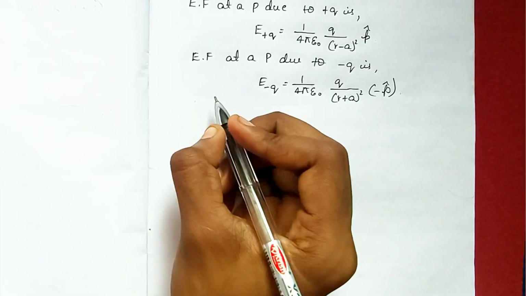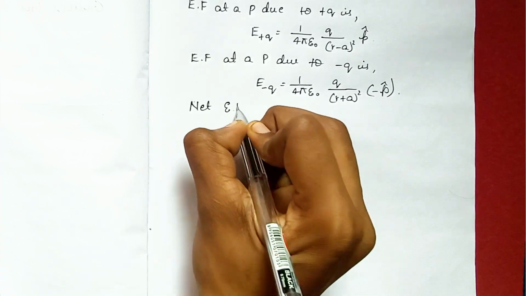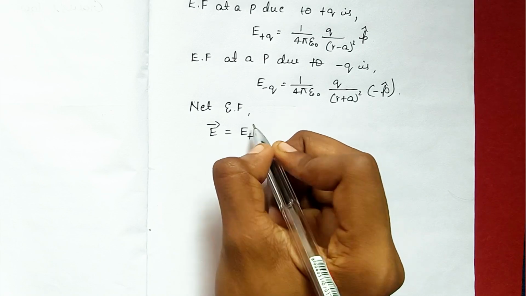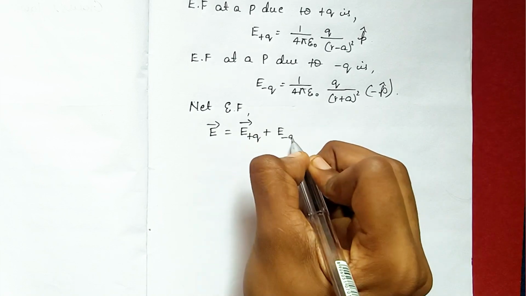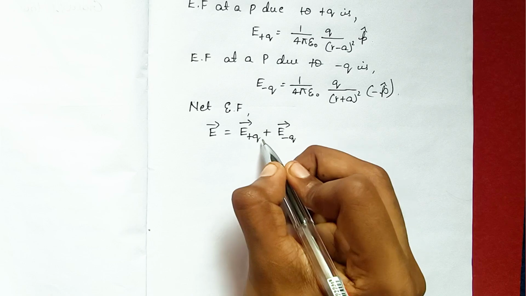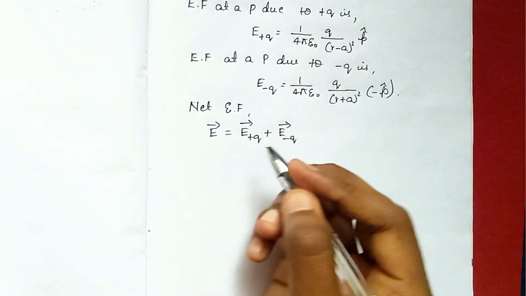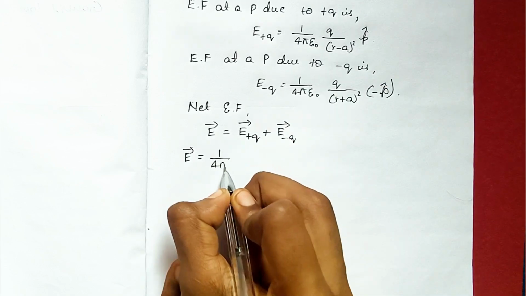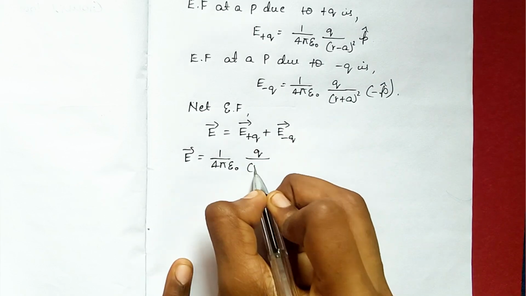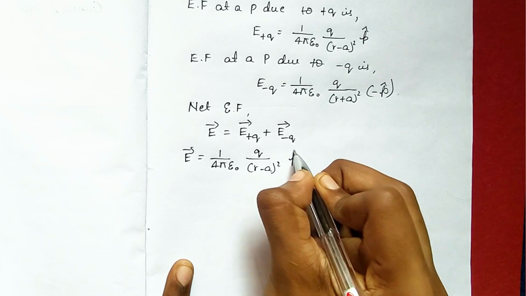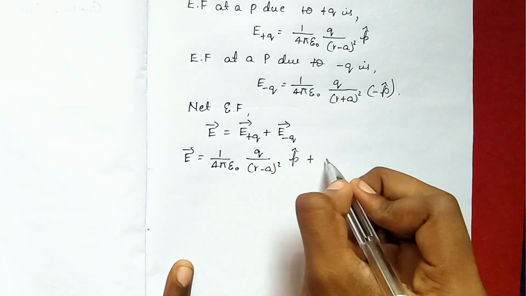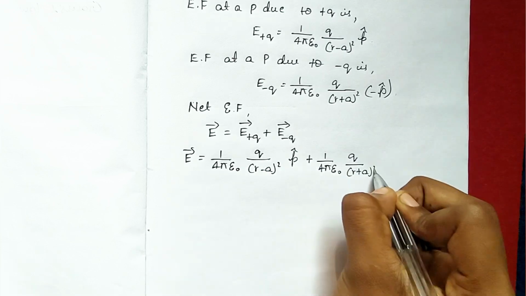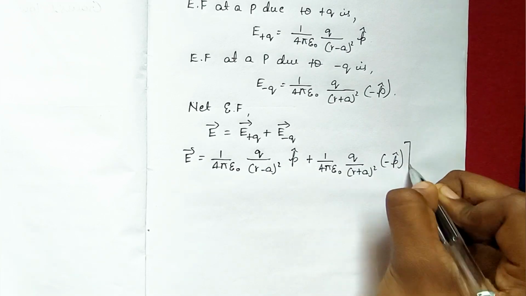We have to write the net electric field. Net electric field is given by E is equal to E plus Q plus E minus Q. Now we have to substitute the E plus Q value and E minus Q value. So we get E vector is equal to 1 by 4 pi epsilon naught Q by (r minus a) whole square into P cap plus 1 by 4 pi epsilon naught Q by (r plus a) whole square into minus P cap.